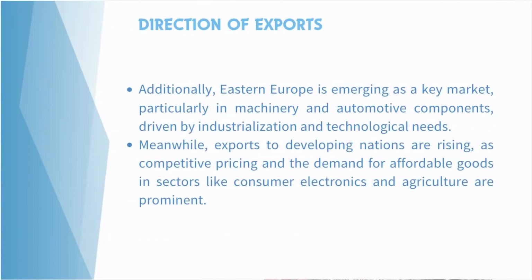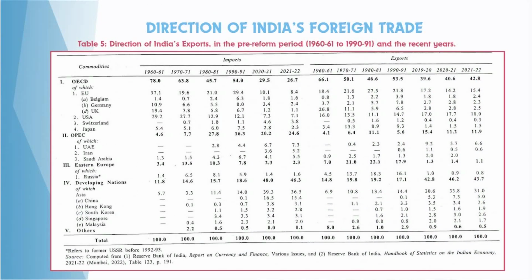Additionally, Eastern Europe is emerging as a key market, particularly in machinery and automotive components, driven by industrialization and technological needs. Meanwhile, exports to developing nations are rising as competitive prices and the demand for affordable goods in sectors like consumer electronics and agriculture are becoming prominent. From Table 5, we can also see the substantial role of OECD countries in India's export landscape, where their share decreased from 66.1% in 1960-61 to 25.8% in 2021-22.